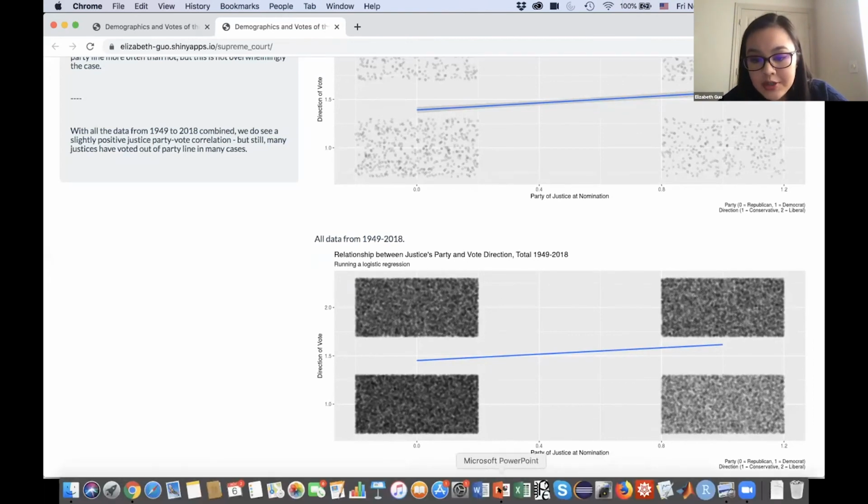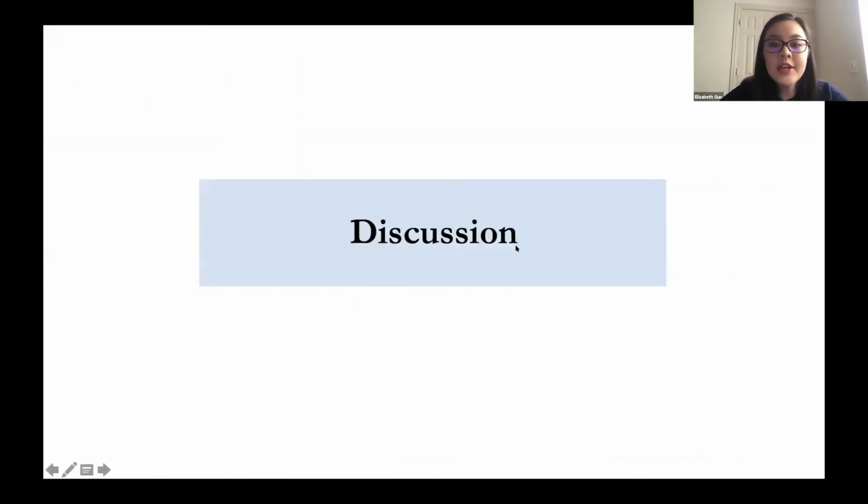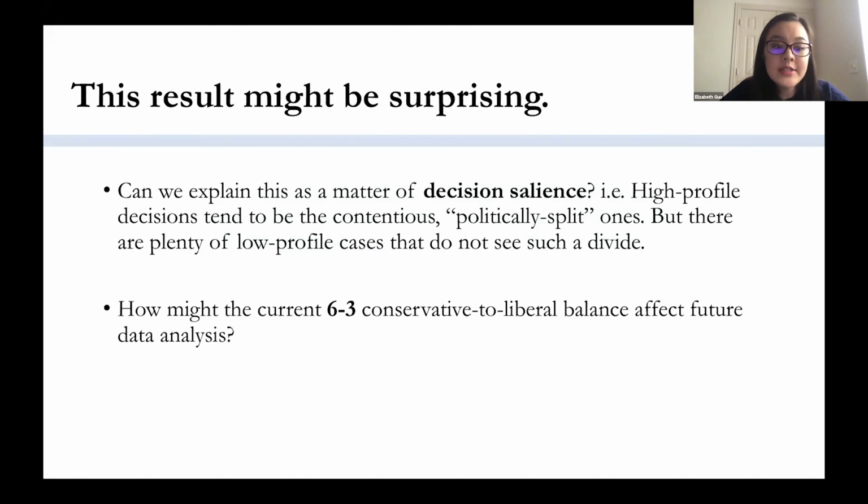Okay, so now returning to the slides, a discussion of next steps and possible explanations. The result that justices are not clearly politicians in robes might be surprising. One possible hypothesis to investigate next is, can we explain this as a matter of decision salience? For instance, maybe it's the high profile cases that tend to be politically split, which is why we think justices are so political. Maybe there are plenty of low profile cases that aren't so divided, and that's why none of my models were particularly accurate.